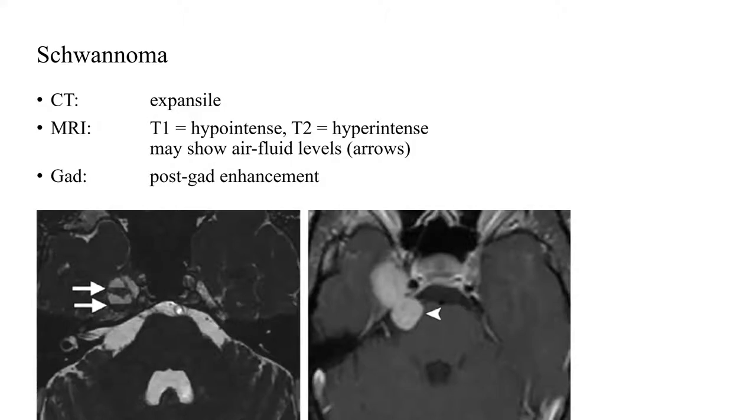On imaging, on CT scan, the lesion is usually expansile, and then as with most other lesions, T1 is hypo-intense, T2 is hyper-intense, but one of the characteristic signs is that you may see air-fluid levels, as in the picture on the left, double arrow, which is quite characteristic of schwannomas. And then with gadolinium, there is usually enhancement.